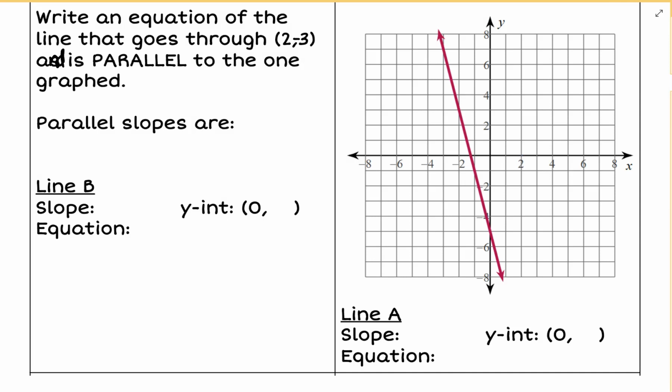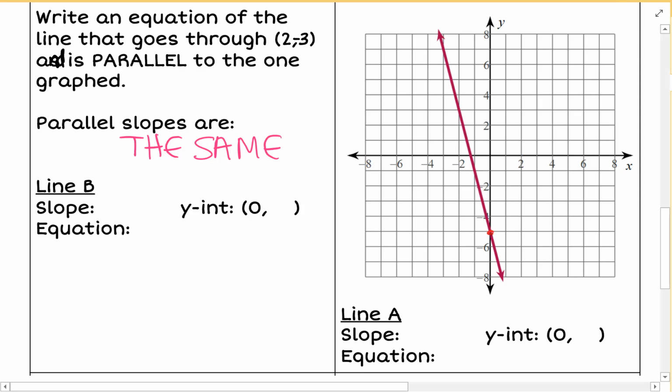Write an equation of the line that goes through (2, -3) and is parallel to the one graphed. All right, parallel slopes are the same. So I just need to know what the equation of the line graphed is so I can get that slope and then write the new equation by graphing that.